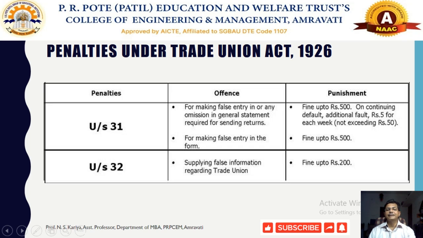For making any false entry in a form, there are several types of forms available, particularly during the process of registration, and also for dissolution, amalgamation, or membership related matters, there will be a fine of rupees 500. According to Section 32, for supplying false information regarding the trade union, if any trade union submits any kind of false information to the registrar of the trade union, a fine of rupees 200 should be imposed on the trade union. So these are the primary penalties available under the Trade Union Act 1926.